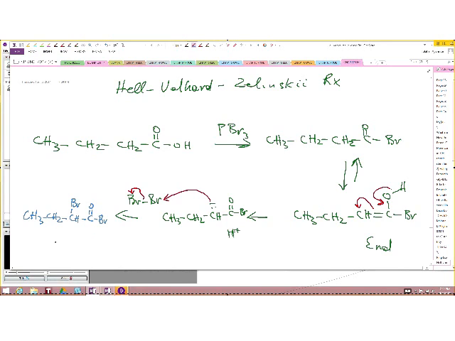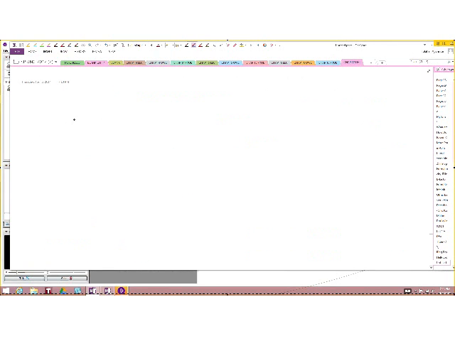Okay. And then finally, once you add water to this, or dilute acid, you hydrolyze the acid bromide to carboxylic acid. Okay? So the way you write this, you don't need to write the mechanism unless we ask you for the mechanism. You could simply do this. You got it? Okay. You could simply keep in mind.